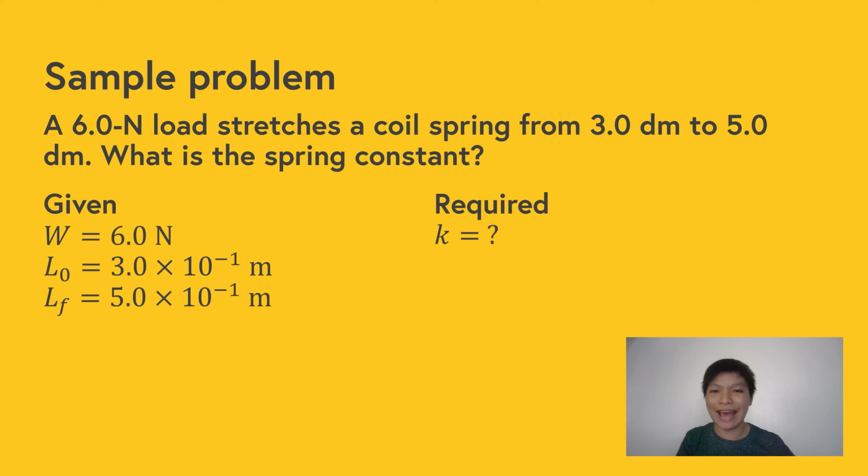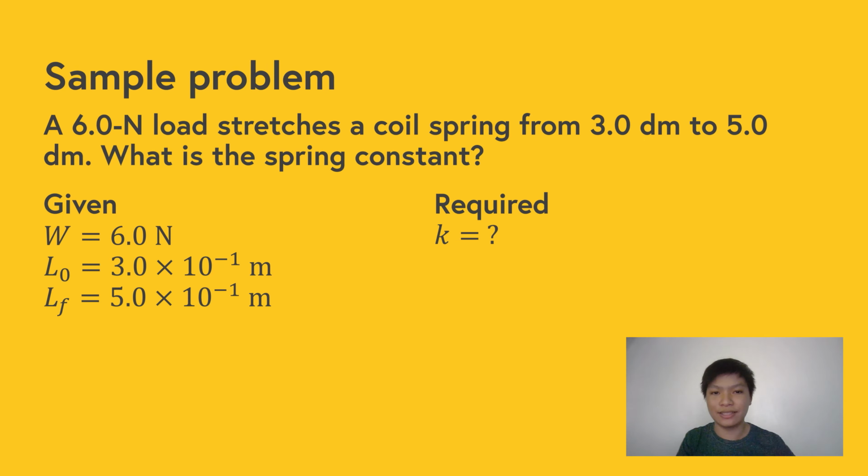So, let's see what we have. We have the weight, which is 6.0 newtons, the initial length, which is 3.0 times 10 to the negative first meter. We're using scientific notation, by the way, to keep track of the significant figures. Lastly, we have the final length, which is 5.0 times 10 to the negative first meter. The problem requires us to find the spring constant.